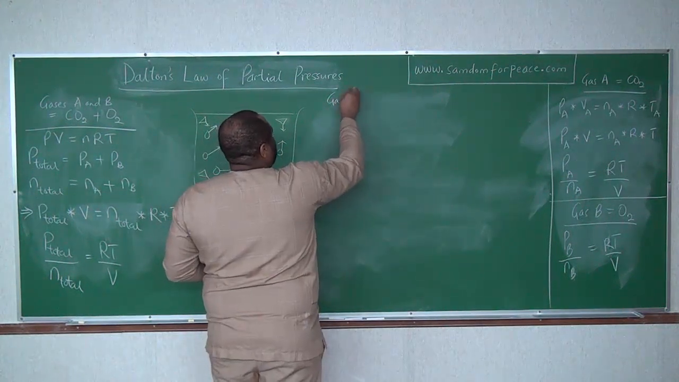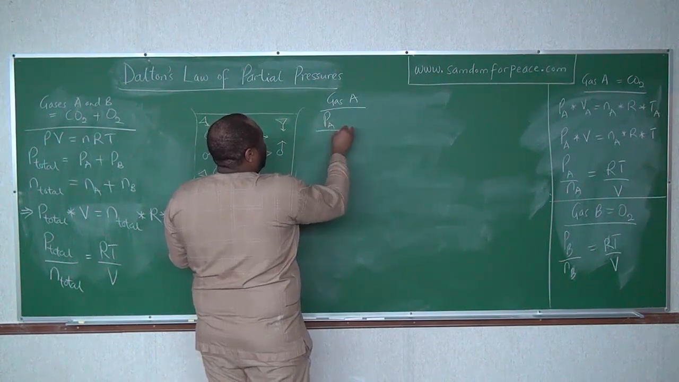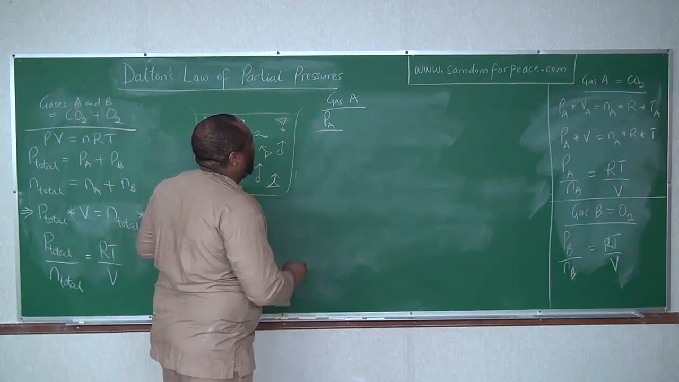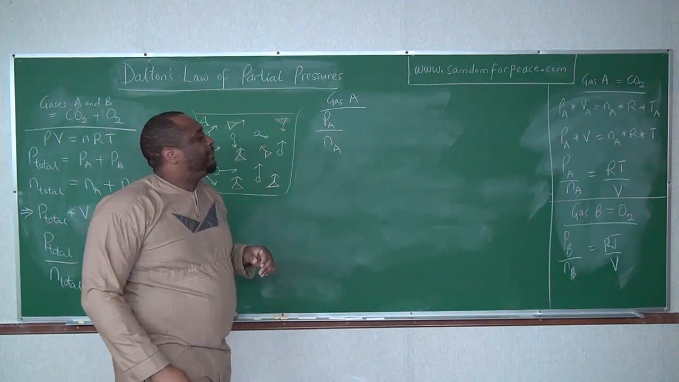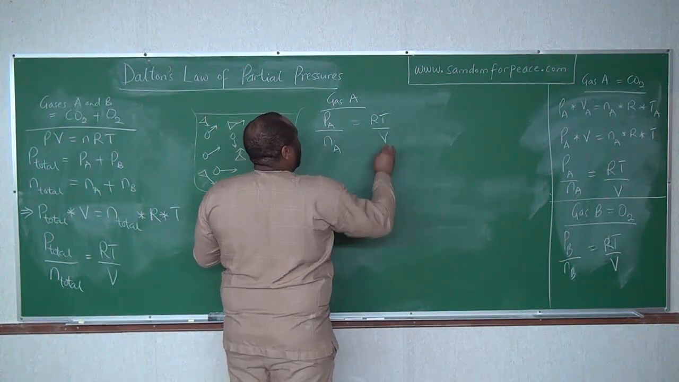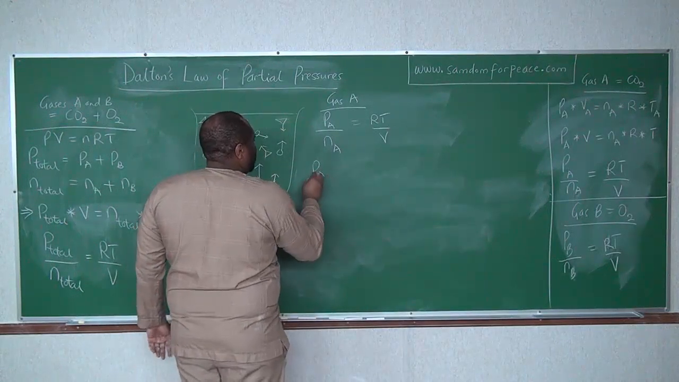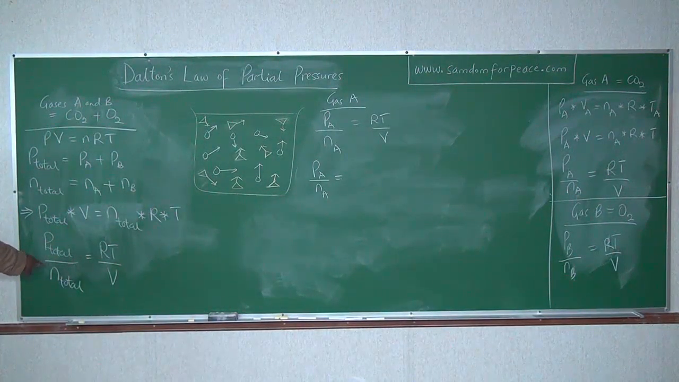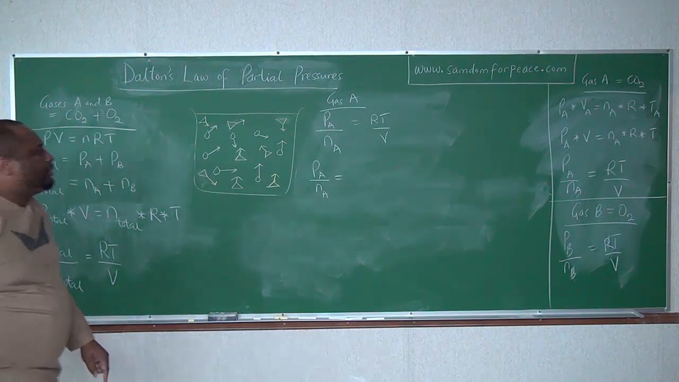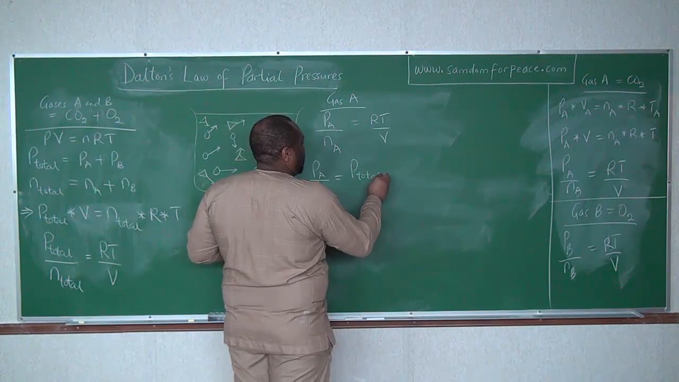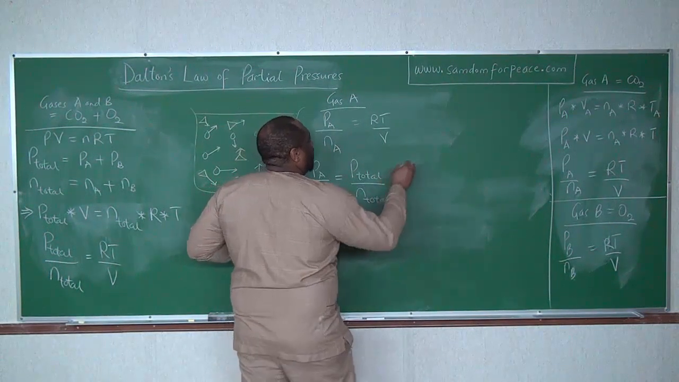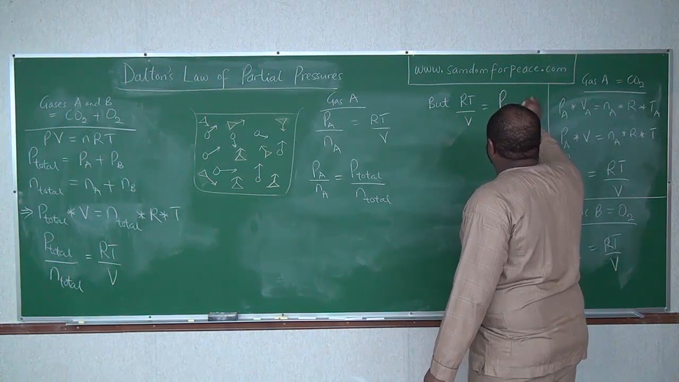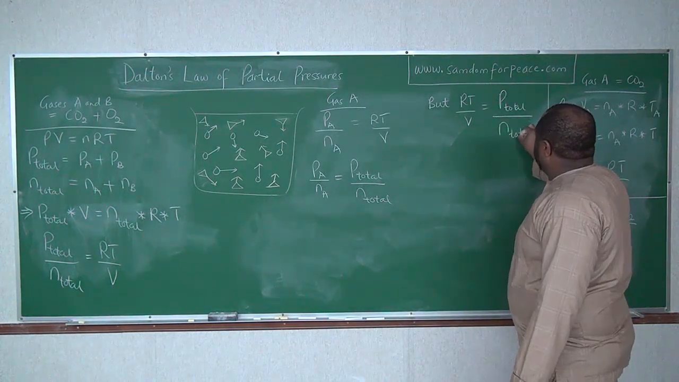Going back to gas A, the ratio of the partial pressure exerted by gas A, which is the carbon dioxide, to the number of moles of gas A is equal to RT over V. Now, this RT over V is the same thing as the total pressure over the total number of moles.